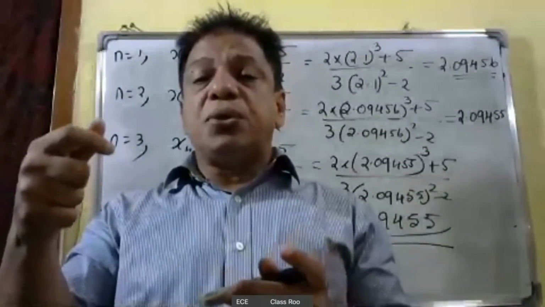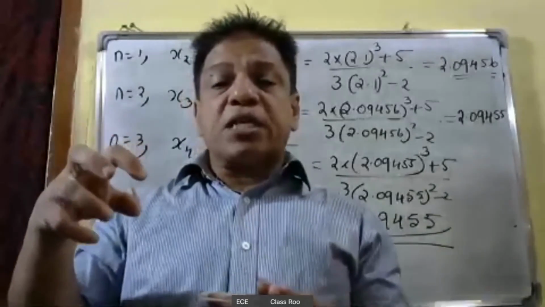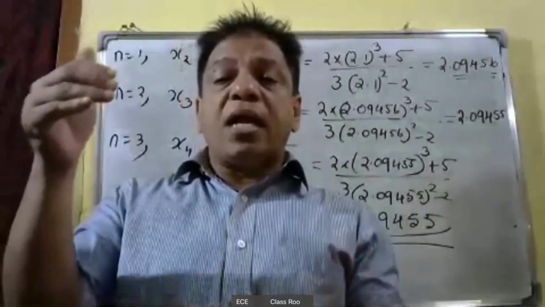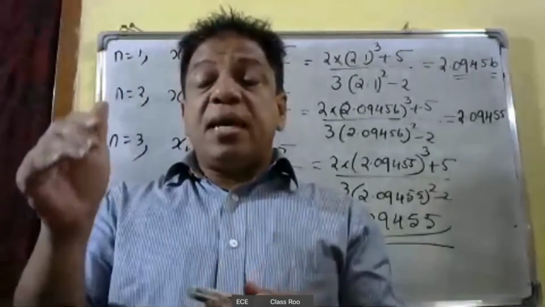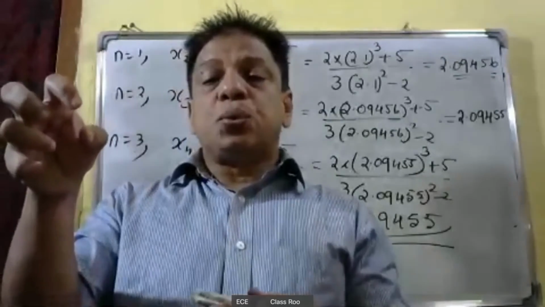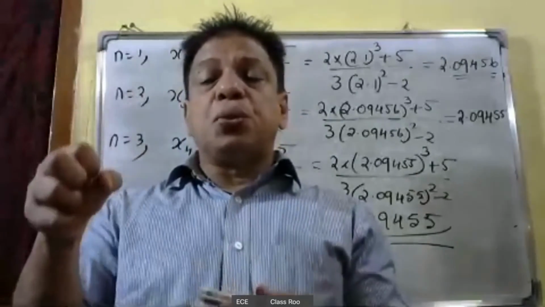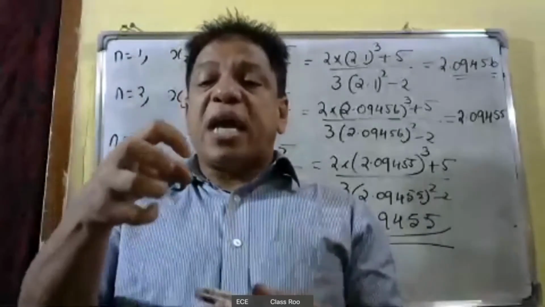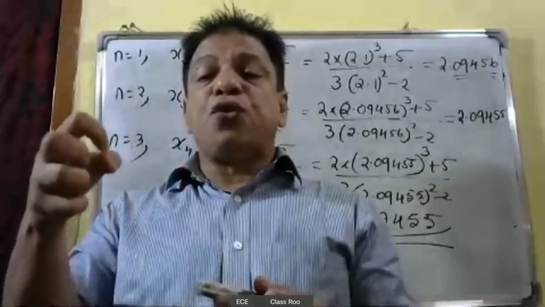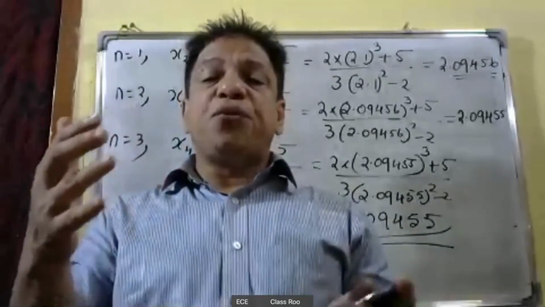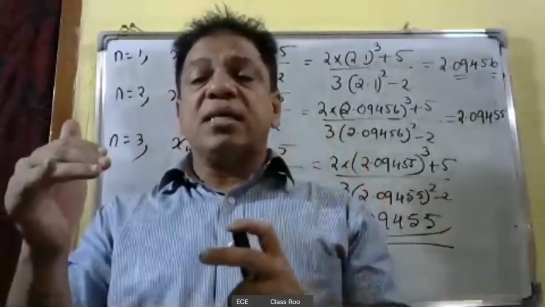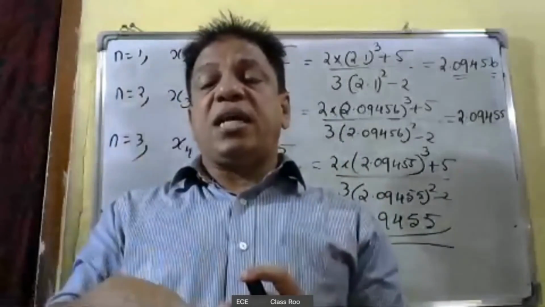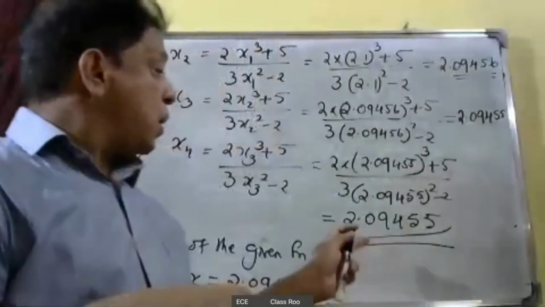When we put x is equal to 2, we get negative. When we put x is equal to 3, we get a positive. Therefore, we can take the root lies between 2 and 3. Here, x0 is taken as 2. By using x0 is equal to 2, we use the Newton-Raphson method. We can find the value of x1, x2, x3, x4, etc. Then we can easily find x3 and x4 are the same, they coincide. Therefore, the real root of the given function is 2.09455.